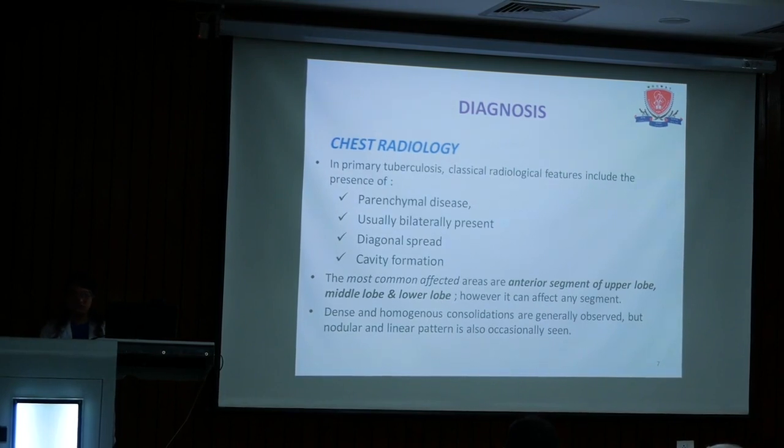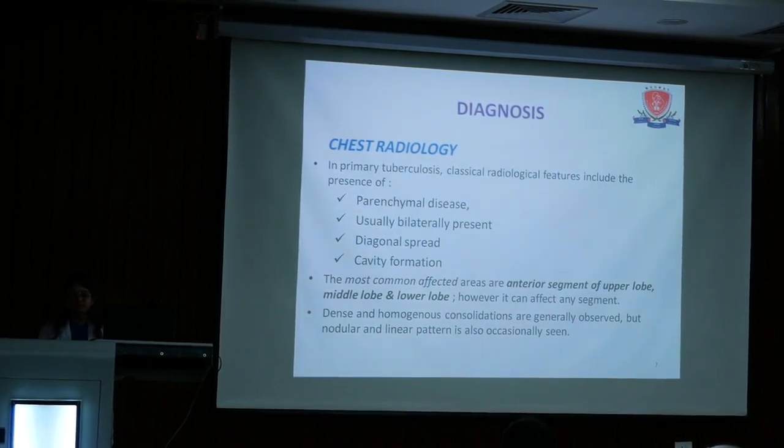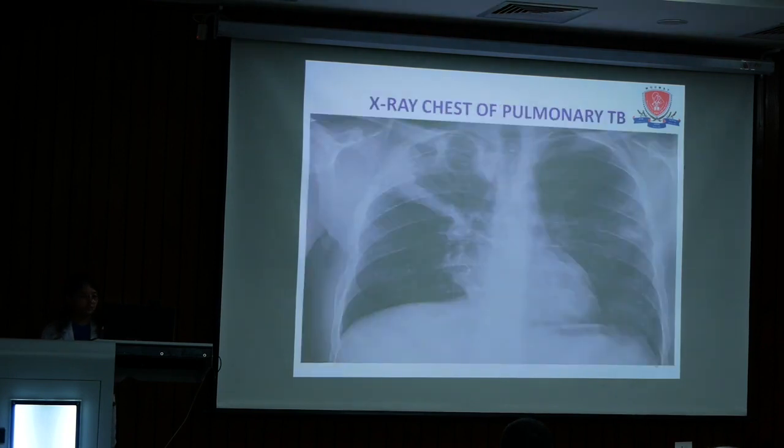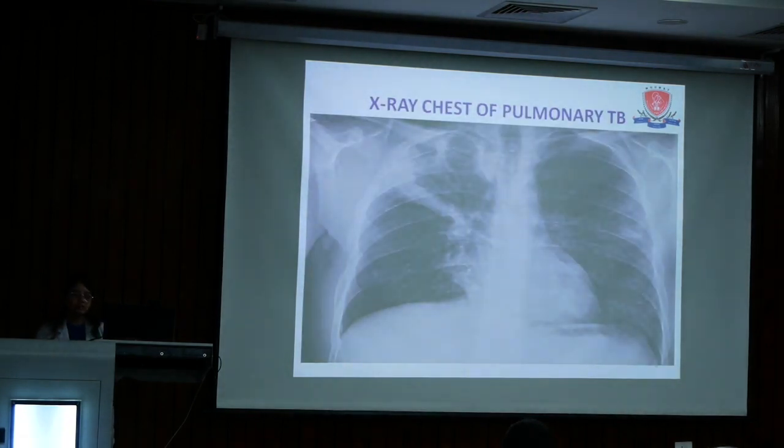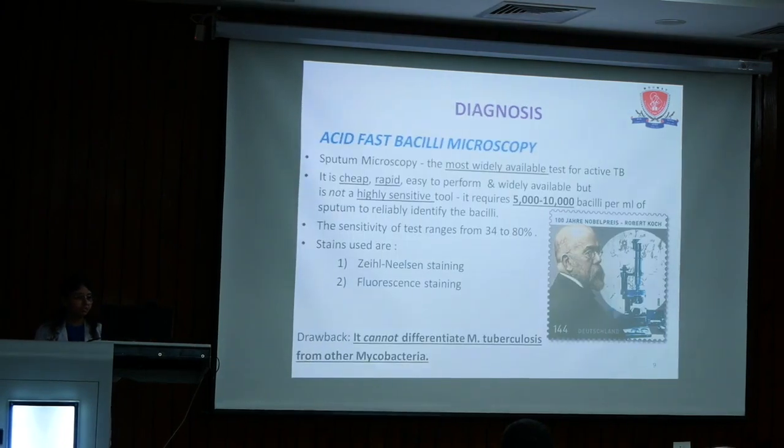and cavitatory formations are seen. The most commonly affected areas are the anterior segment of the upper lobe, the middle lobe, and the lower lobe. However, it can affect any segment. Dense and homogeneous consolidations are generally observed, but nodular and linear pattern is occasionally seen. The chest X-ray of pulmonary tuberculosis will be discussed subsequently by the radiology department.